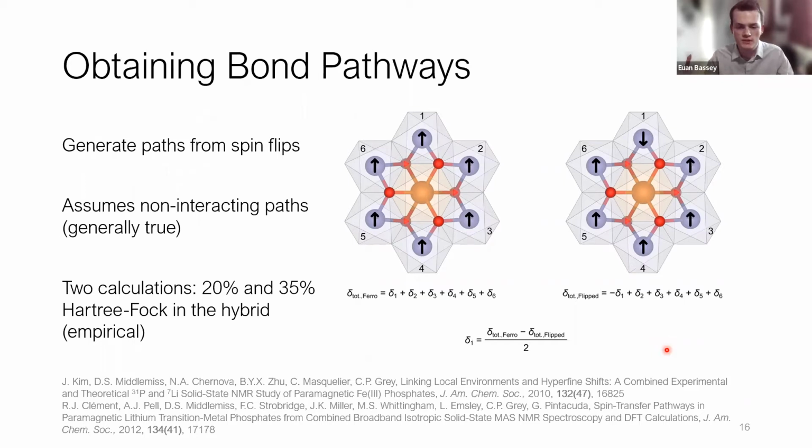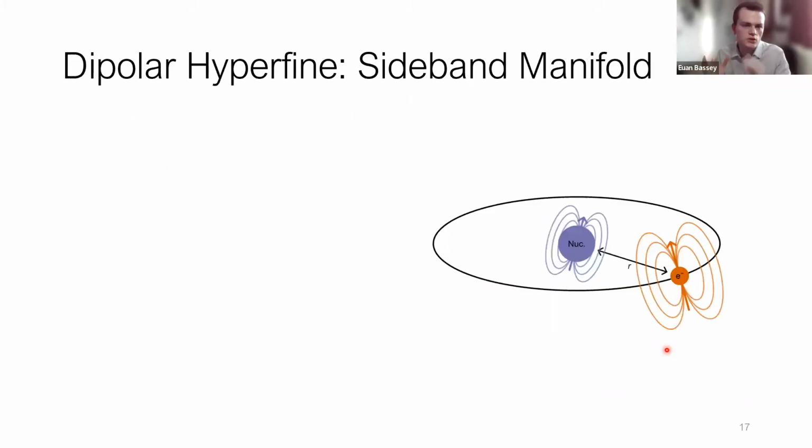So this is something that is a standardized thing that has been used many, many times over. So that's sort of the Fermi contact side of things. The other component of the hyperfine interaction that I mentioned is the dipolar hyperfine. And this is a through space interaction. This is where you have an unpaired electron separated from a nucleus by a certain distance.